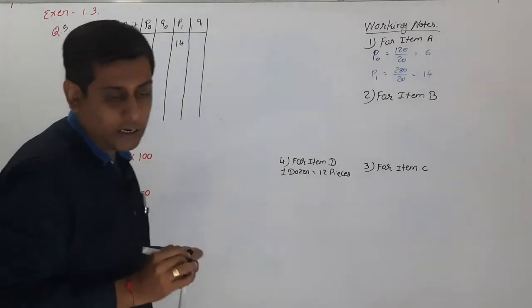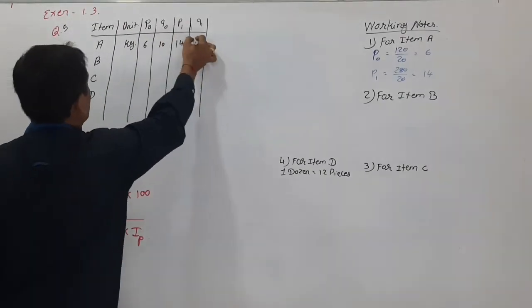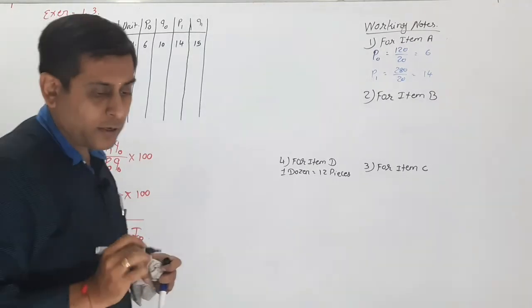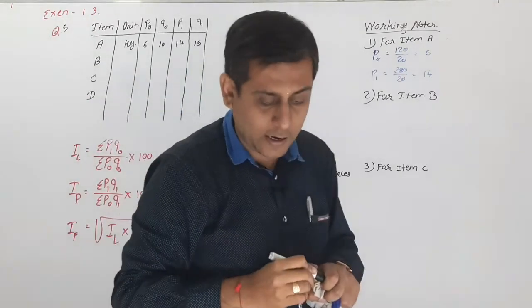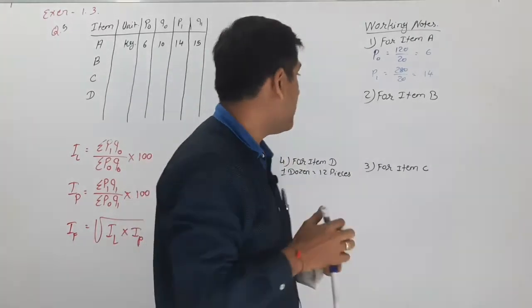And what is the quantity? 10 and 15. 10 is the quantity of base year and 15 is the quantity of the current year. Okay, so now item A is complete. Now item B, 5 dozen. See here, dozen.